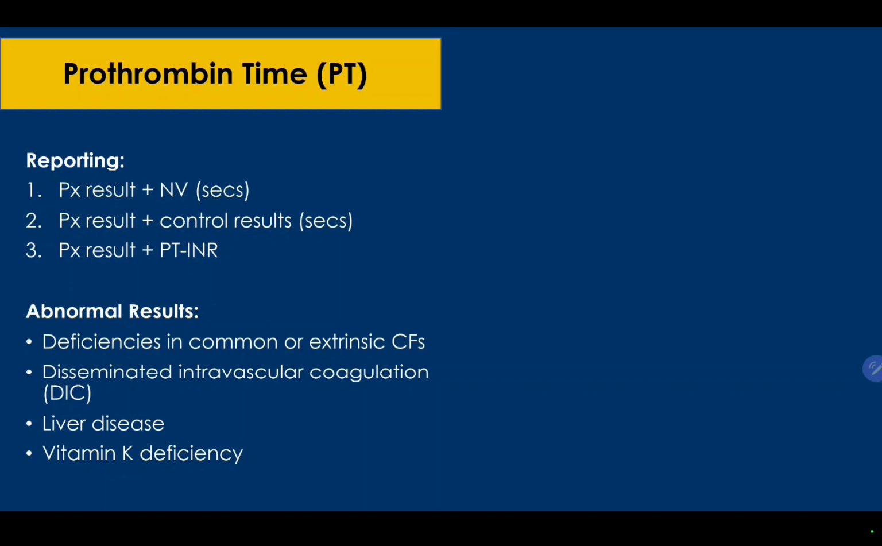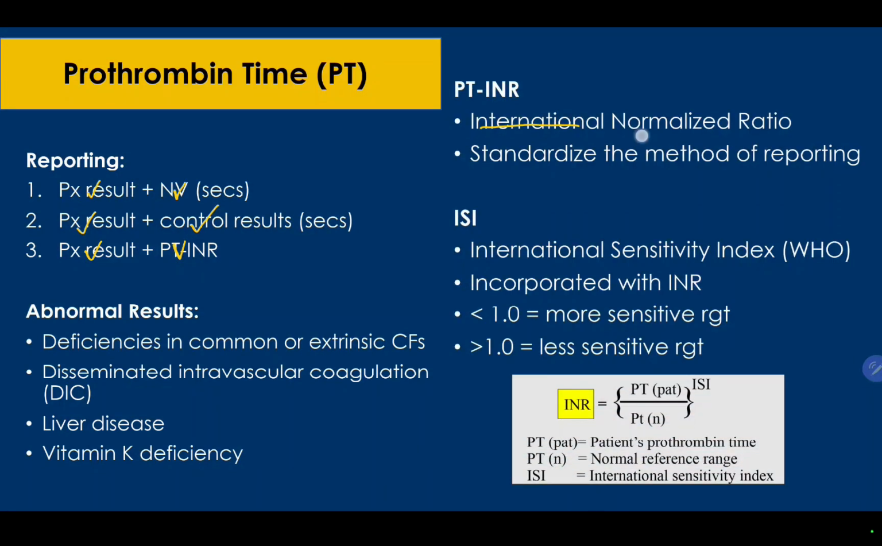Prothrombin time may be reported in several ways. 1. The patient's result plus the normal values. 2. The patient's result and the control results. And 3rd, the patient's result together with the PT-INR, which stands for the International Normalized Ratio. This is to standardize the method of reporting regardless of the kit that you use for the prothrombin time. But among these 3 reportings, number 1 is the most common and preferred choice of reporting the prothrombin time results.